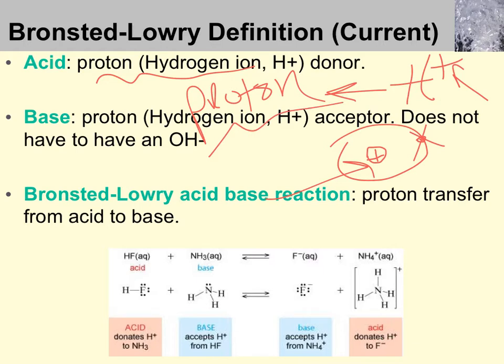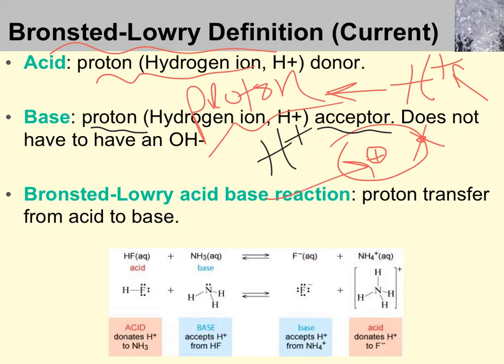What's different in the more current Bronsted-Lowry definition of acids and bases is the definition of a base. A base from the Bronsted-Lowry definition is a proton acceptor. Remember what Arrhenius said: Arrhenius said that a base produces hydroxide ions. So a Bronsted-Lowry base is anything that accepts a proton. So the Bronsted-Lowry definition is more broad.